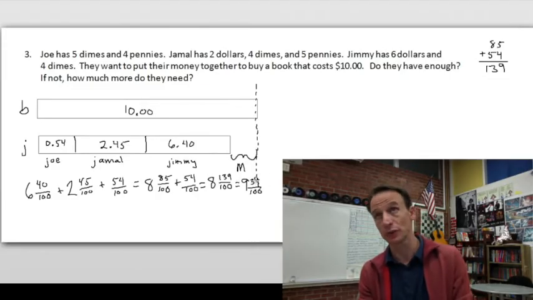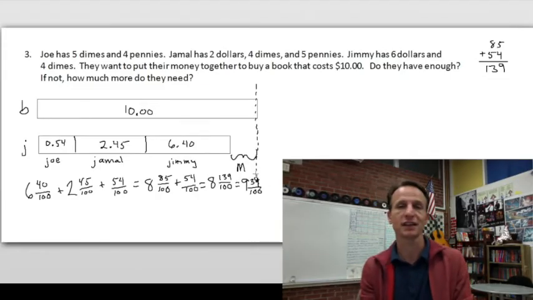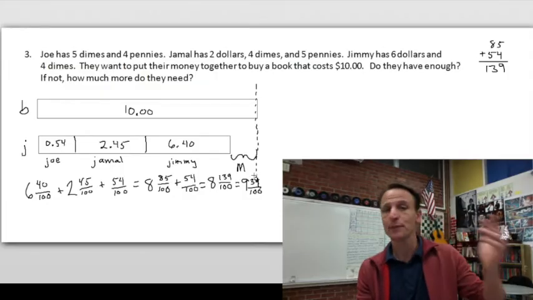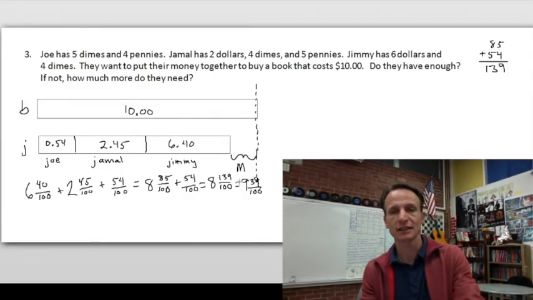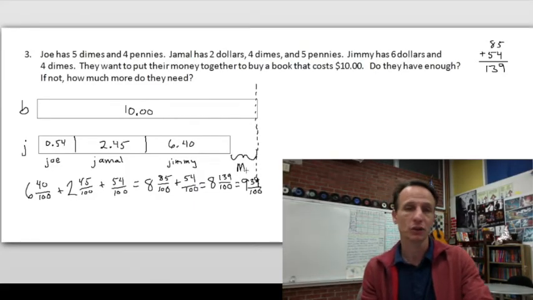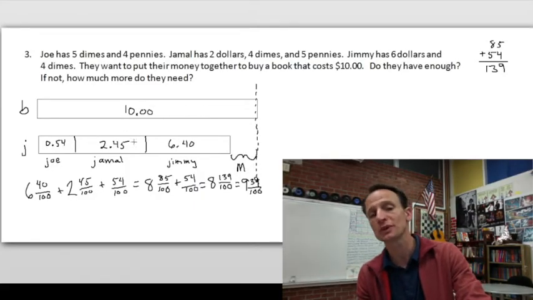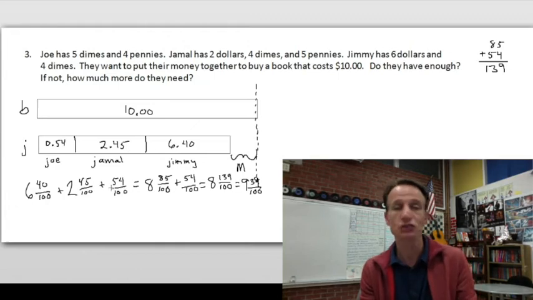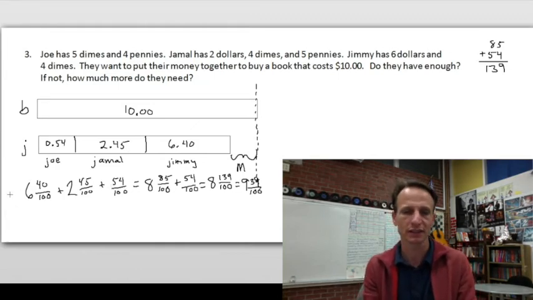In fact, if this were one of those lovely standardized tests, that might actually be option A, $9.39, but that is not the question. That's the right answer to the wrong question. The question is, how much more do they need to buy the book? And yes, they do fall a little short here, $9.39.